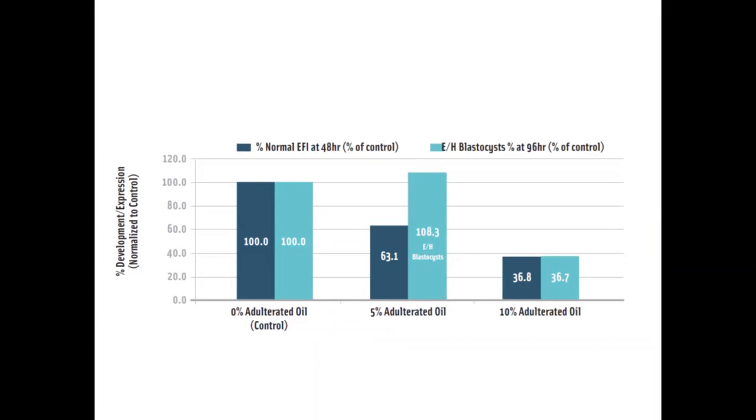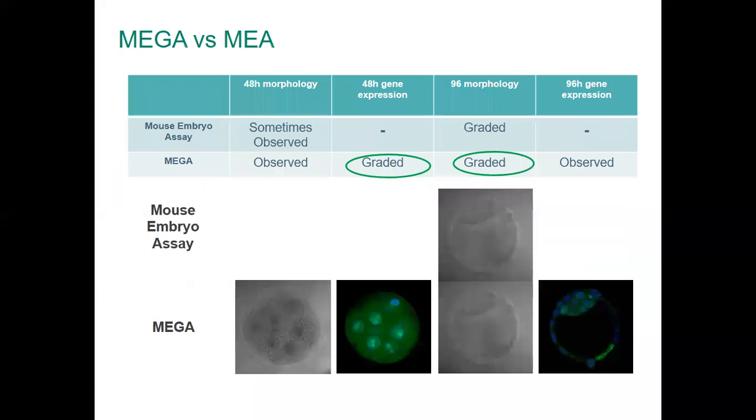But when we check the normal EFI at 48 hours, it shows only 63.1%, half of the control. So it shows some concern about the raw material. And when we increase the bad oil to 10%, you can see both the EFI and the blast rate dropped. So it also shows how EFI is much more sensitive than normal MEA when judging by morphology.